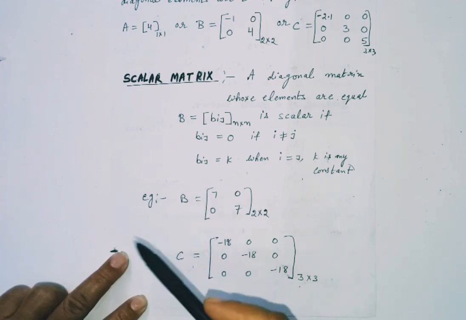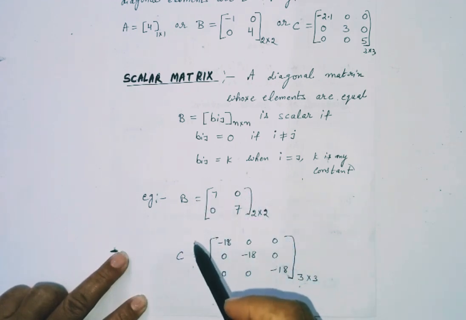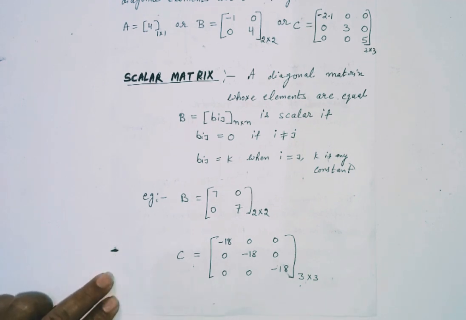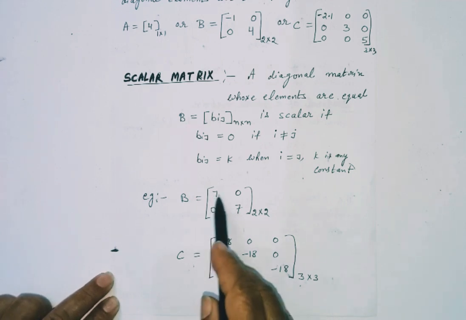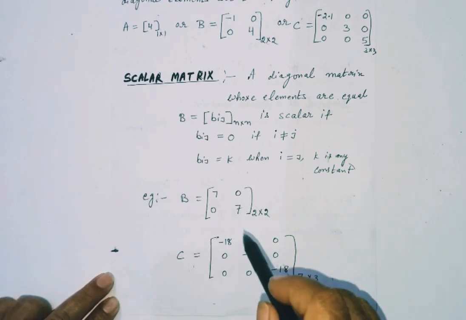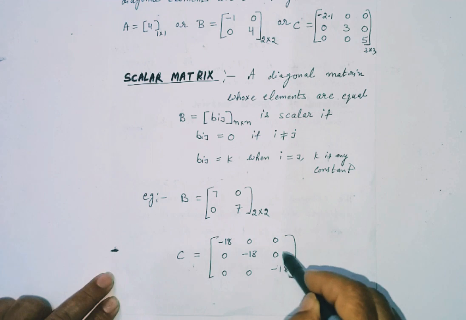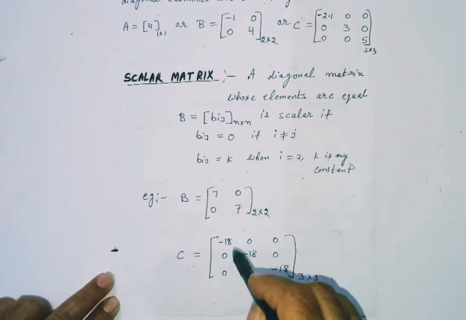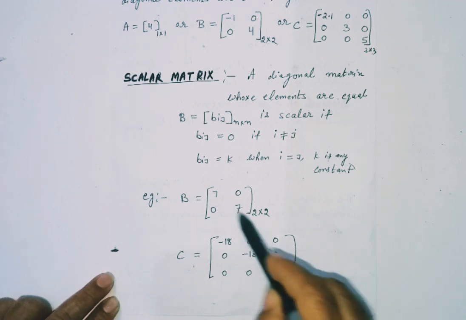So any diagonal matrix whose diagonal elements are equal is called a scalar matrix. That means the matrix has to be a diagonal matrix. So how many properties does it have to satisfy to become a scalar matrix? Number 1, it has to be a square matrix. You can see B and C are both square matrices. Number 2, their non-diagonal elements are 0. And number 3, their diagonal elements, which are non-zero, have to be equal.